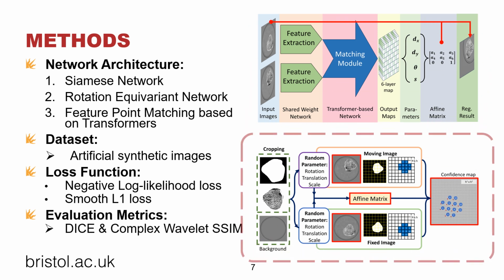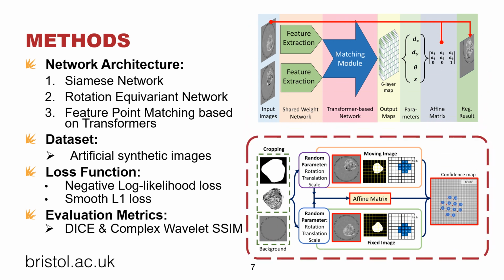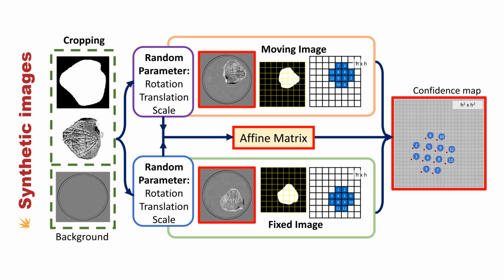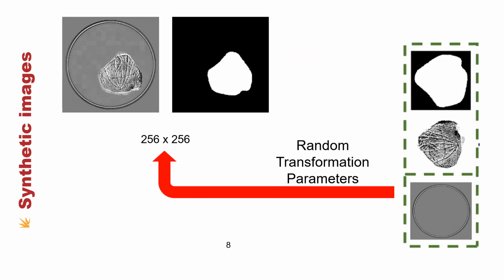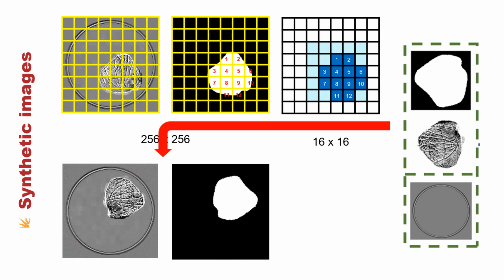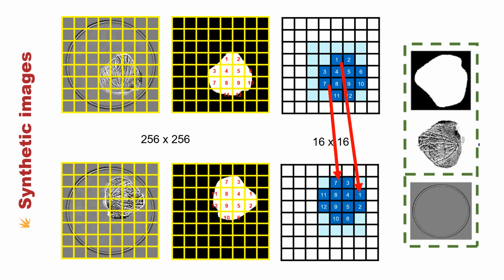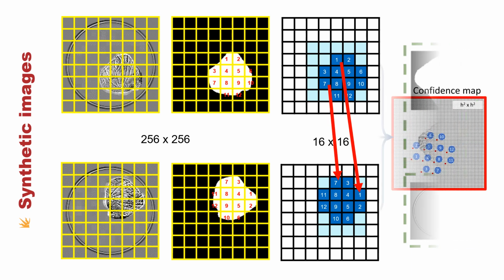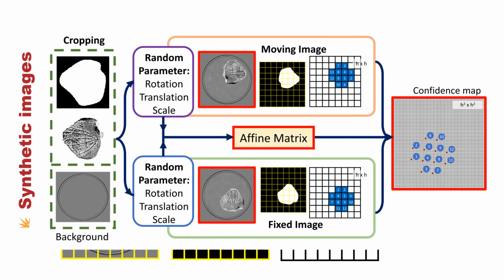To train the network, we created an artificial dataset containing pairs of synthetic images together with transformation matrix and parameters. We manually cropped several fish scales out of the background using a binary mask. Random transformation parameters were selected to create the moving images along with the mask. The images were reshaped and the grid was applied to filter matching candidates. Then this process was repeated for the fixed images. With predefined parameter sets, the corresponding candidates were determined and used to generate the matching map.